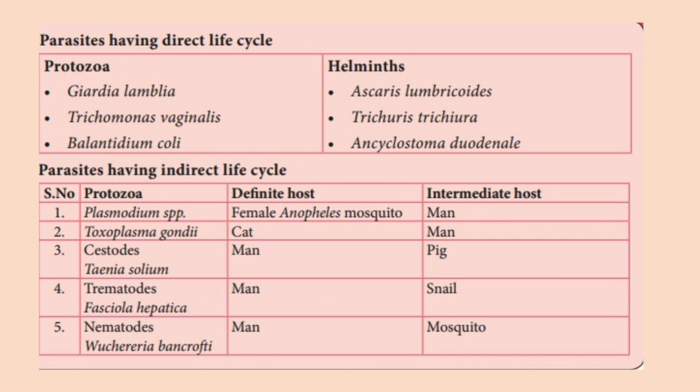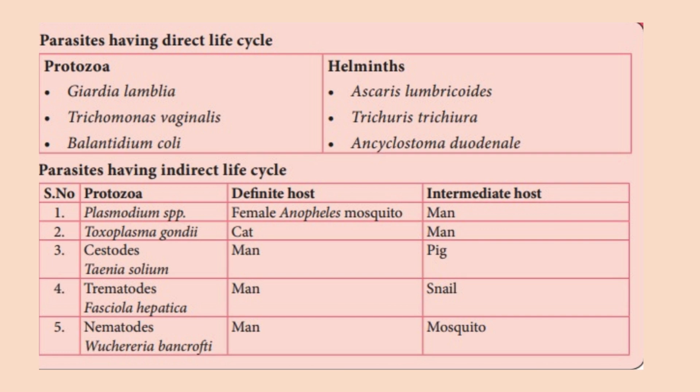And there are parasites which have an indirect life cycle, meaning they have a host where sexual reproduction is happening, that is a definitive host, and an intermediate host. In some cases, man is the intermediate host, in some cases, man is the definitive host. And the examples are Plasmodium, like Plasmodium vivax or ovale, the mainly malarial parasite. Then Toxoplasma gondii, which is again another important parasite, where the definitive host is a cat.